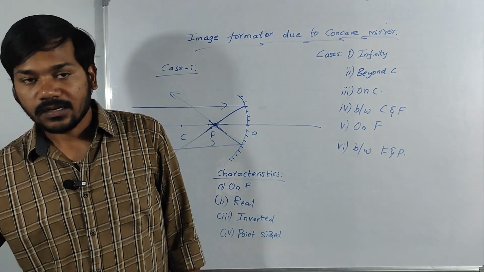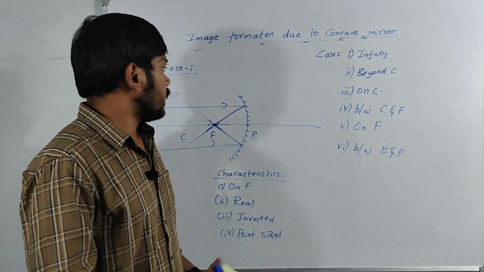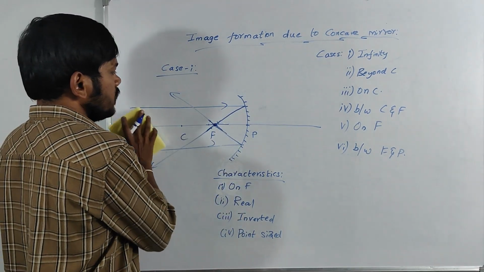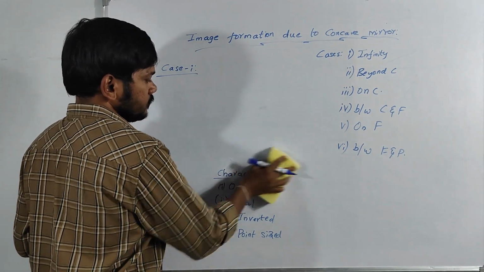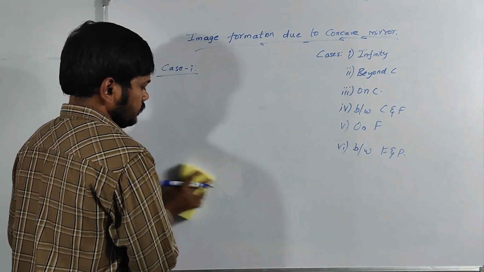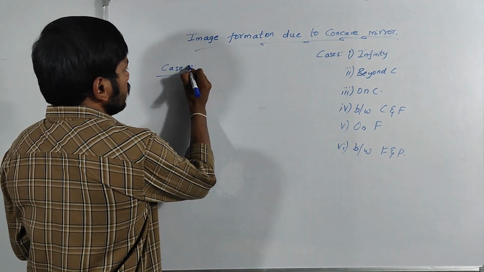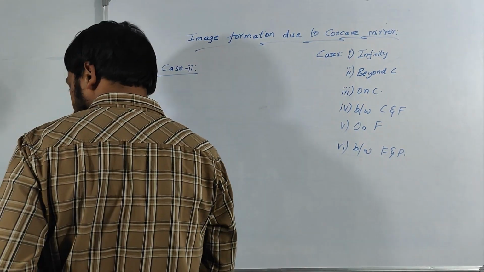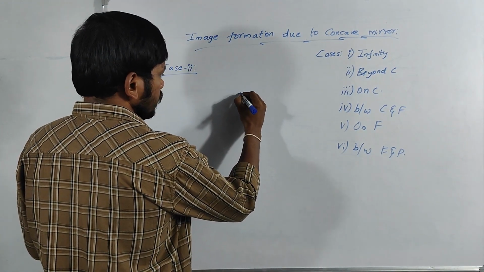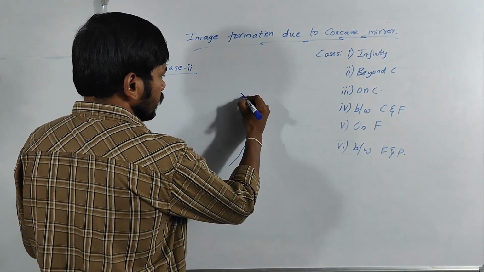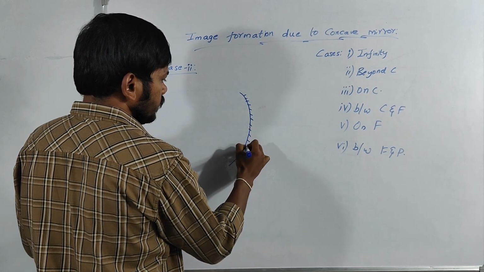Clear, no? Now let's come to the second case. Case 2. In this case 2, the object is placed beyond C. So let's take a concave mirror.